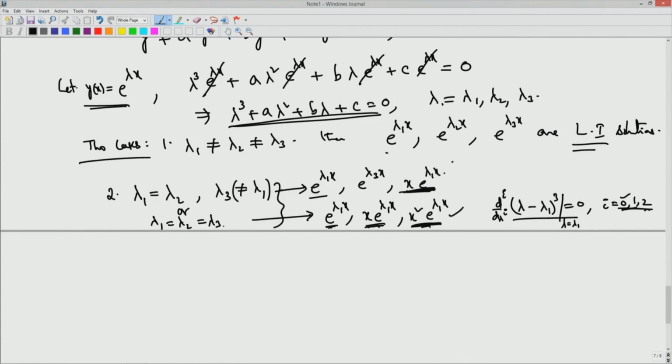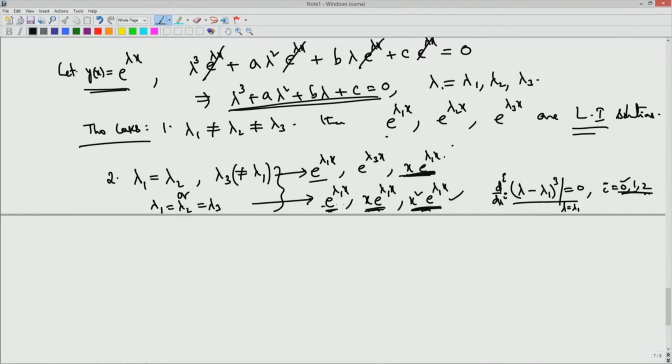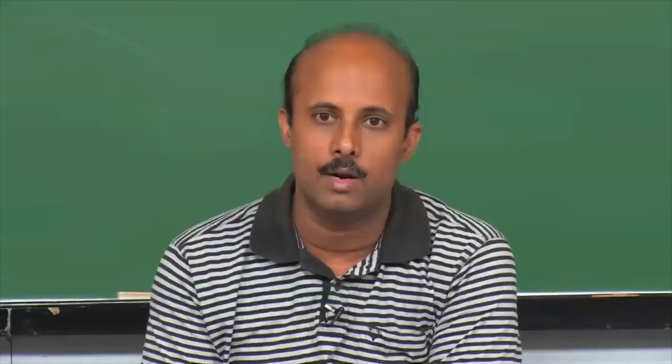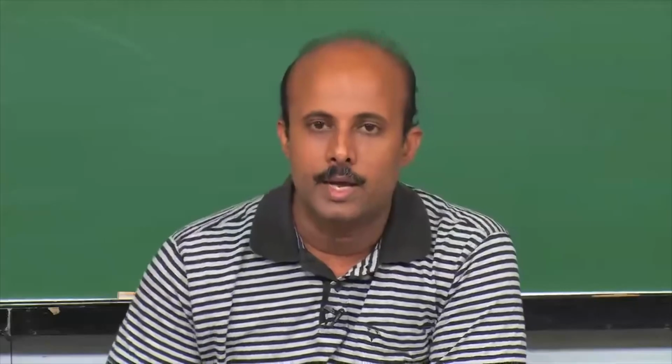So, if the 3 roots are repeated, you simply multiply by 1, x, x square into that e power lambda 1x. Like that you can get your 3 linearly independent solutions, because these 3, 1 into this, x into this, x square into exponential, are all clearly linearly independent. Okay. These are linearly independent functions, they are solutions, they are linearly independent solutions. This is how you can get n linearly independent solutions for the nth order linear homogeneous equation.